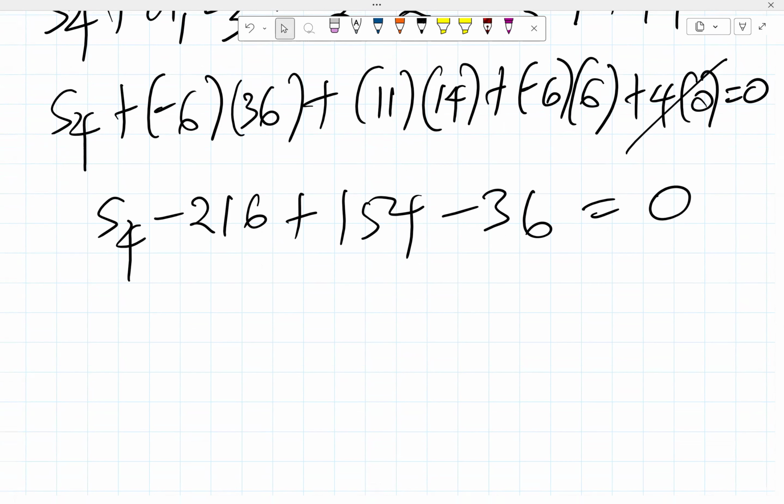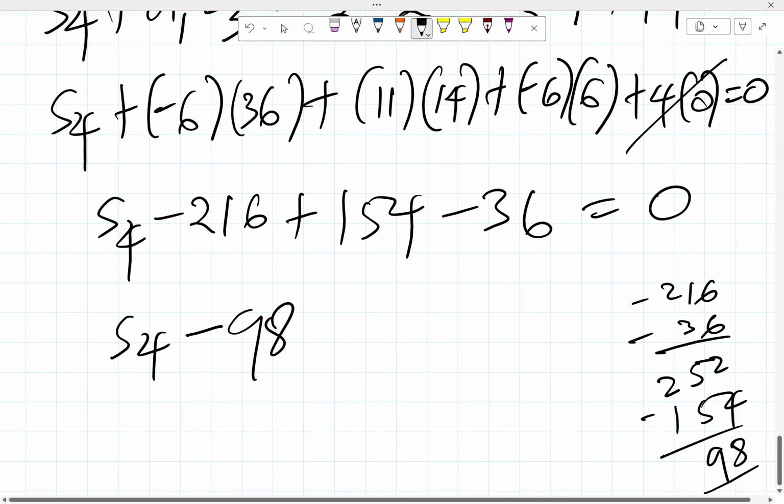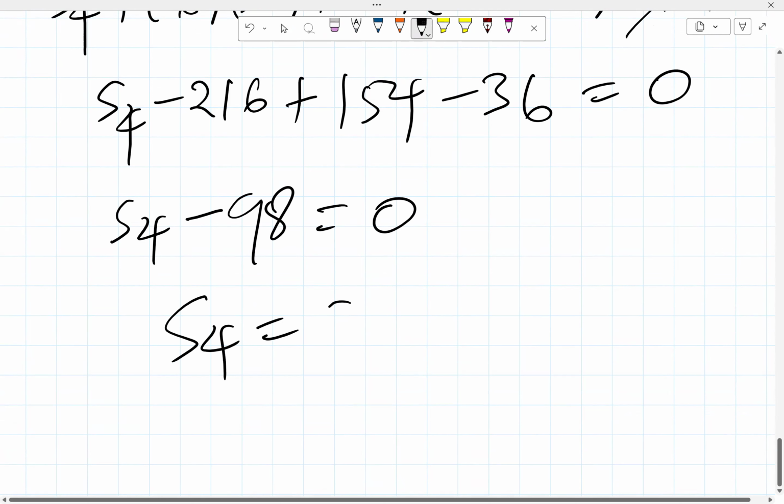So minus 216 minus 36, that's minus 252. So minus 252 plus 154. That's definitely going to be S4 minus something. That should be minus 98. So S4 minus 98 equals 0 right here. So even without the A4, we can still go this far. So in this case now, S4 is equal to 98.